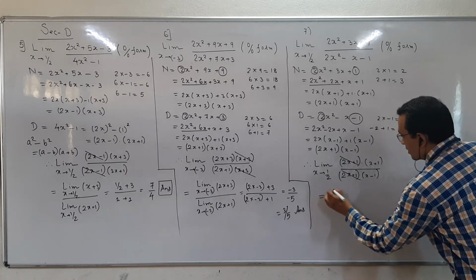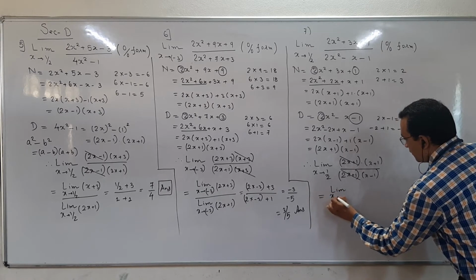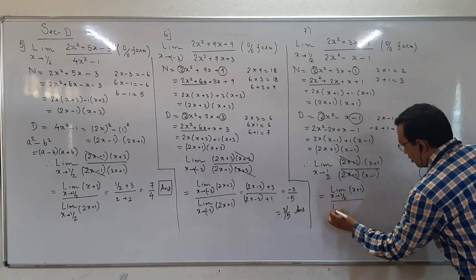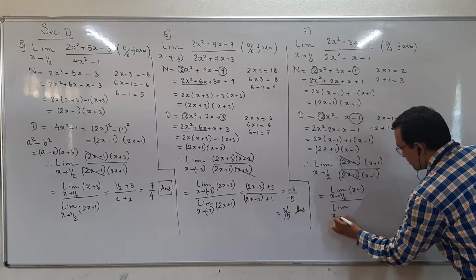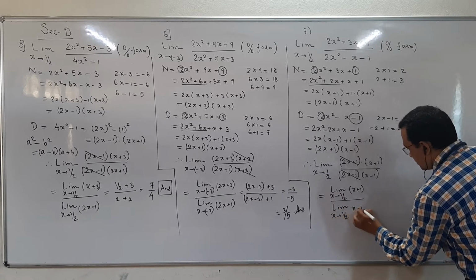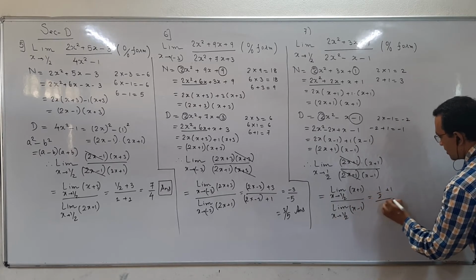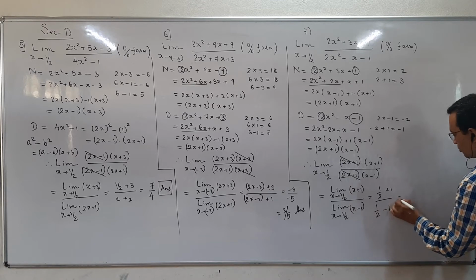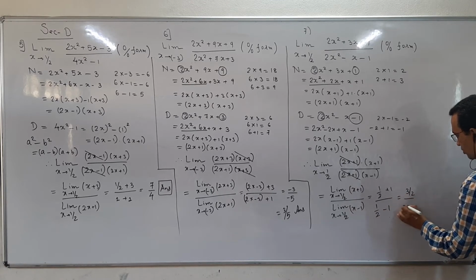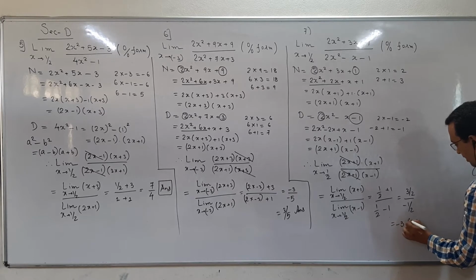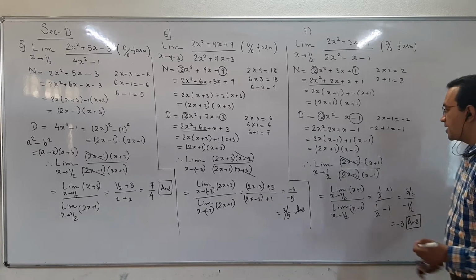Apply the division working rule. So limit of f, which is x + 1, upon limit of g, which is x - 1. Replace x by 1 by 2: (1/2 + 1) upon (1/2 - 1), 3 by 2 upon minus 1 by 2. So the answer is minus 3. 2 and 2 gets cancelled.